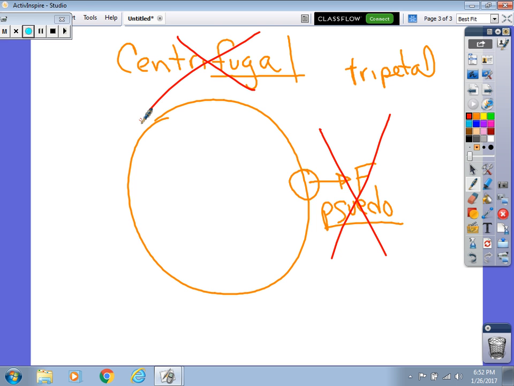Some engineers are taught to use this. Don't you? I mean, when you become an engineer, do what you want. But while you're in physics class, while you're in here with me, this is not something that you ever put on a force diagram because it doesn't exist.